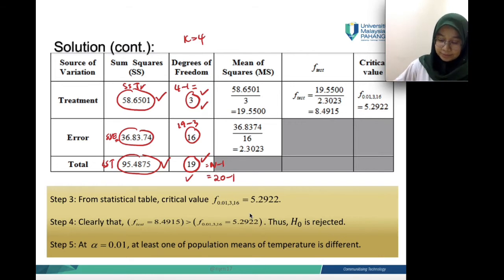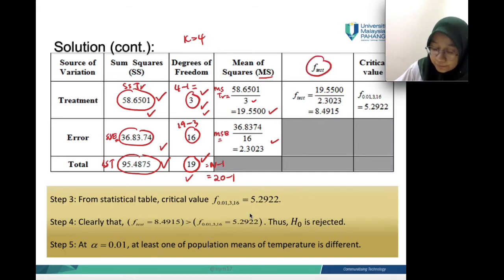Okay, next, mean square. Mean square treatment, MSTR. How do we get it? SSTR divided by 3, we will get the MSTR. How do we get the MSE? MSE equals SSE divided by 16. You will get the MSE. And last one is the F test. How do we get the F test? MSTR divided by MSE. You will get the F test.